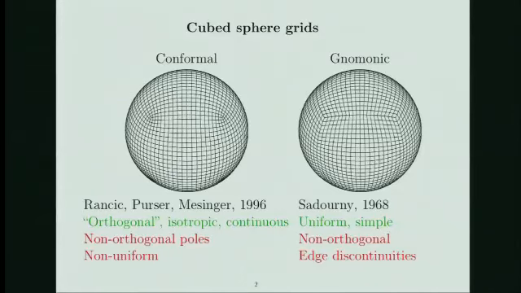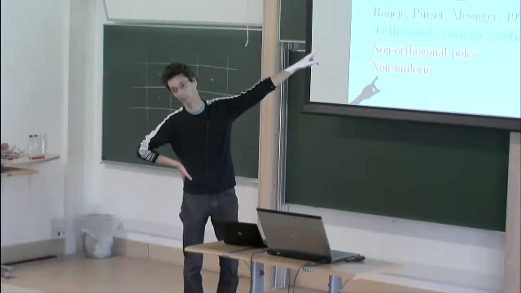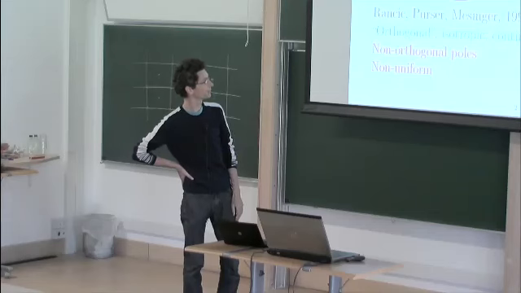Okay, so cube sphere. Essentially, there are two types: the conformal one, which is the one I'm going to talk about, and the gnomonic grid. The conformal was introduced by Rancic et al. in '96, and the gnomonic is much older and was introduced by Sadourny in '68, I believe. Both grids have advantages and drawbacks. The conformal one is nice because it's quasi-orthogonal. It's also isotropic because it's conformal, and it's continuous, so there is no discontinuity at patch edges, which is an important thing.